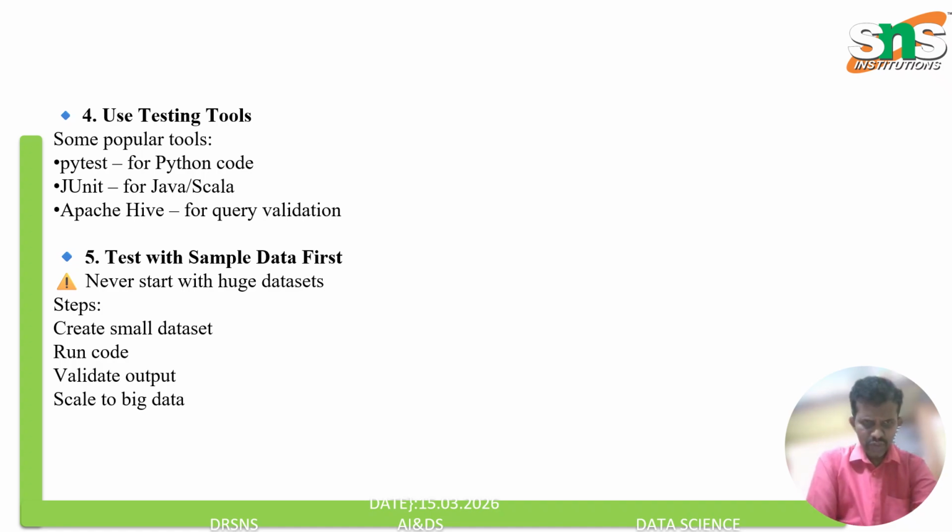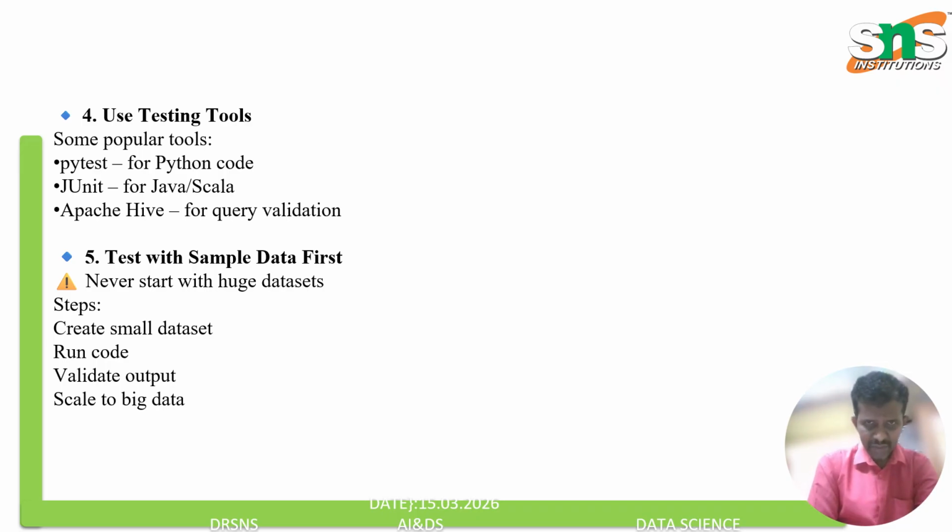Next one, we can use testing tools. Some popular tools are PyTest, JUnit and Apache Hive. PyTest is used for Python coding and JUnit is used for Java and Scala. Next, Apache Hive is used for query validations.